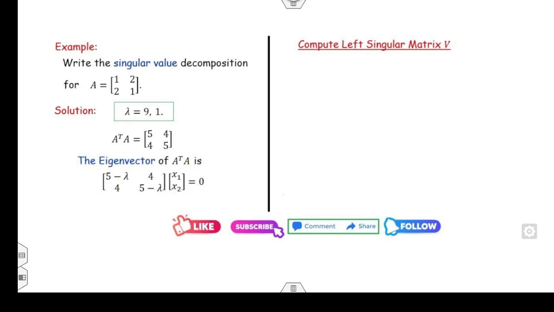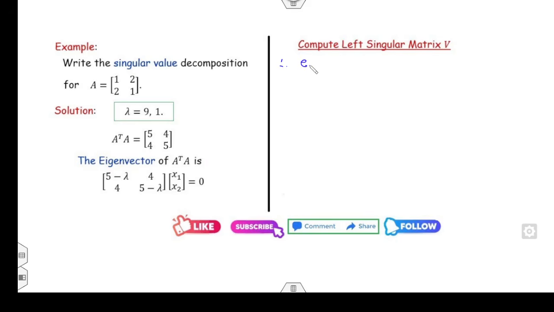Fine. Always remember, after solving this equation you will get x1 and x2, but make sure both values can never be 0 at the same time. One value can be 0, another can be 3. This value can be -1, this can be 4, but both will never be 0. Is it okay? Now let's start with this.